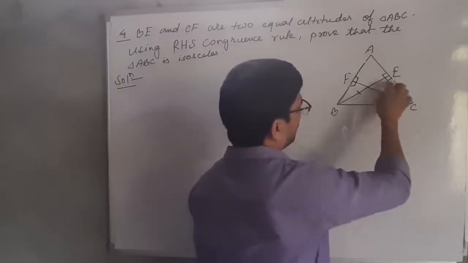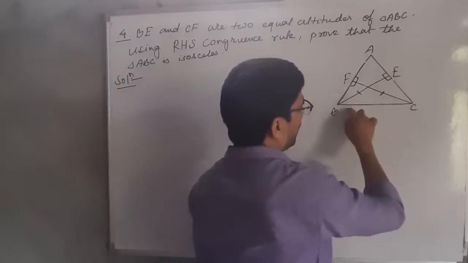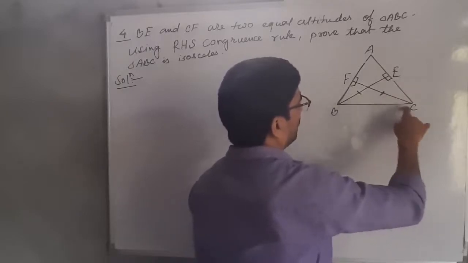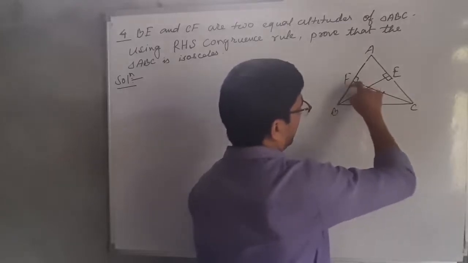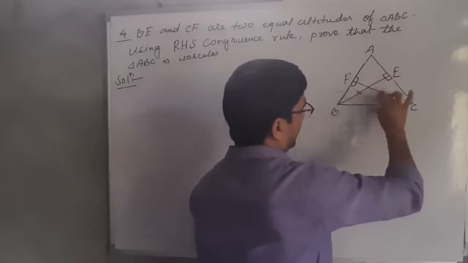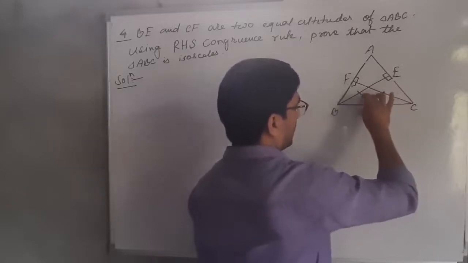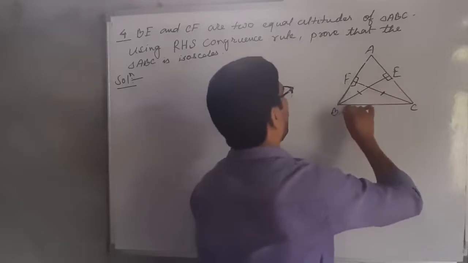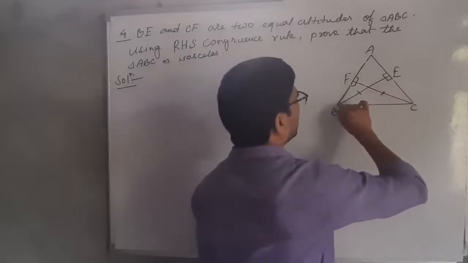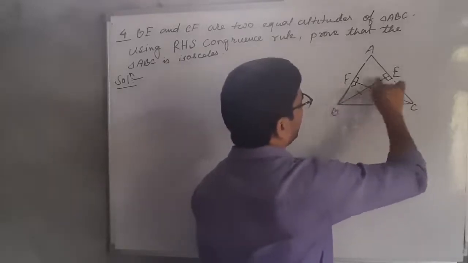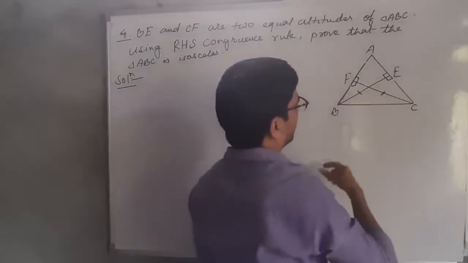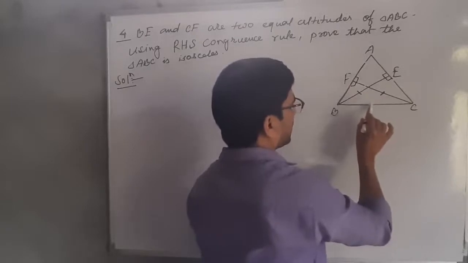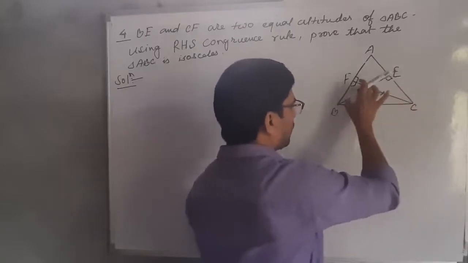Now they are opposite. This is the hypotenuse for both the triangles. This is the common side. The common side is the hypotenuse for both the triangles. This angle 90, this angle 90. Then the opposite side is the hypotenuse and this is the common side. So the side is common. And then one more side, that is BE and CF are equal. BE equal to CF. That means according to RHS, right angle, hypotenuse and side, these two triangles are congruent.